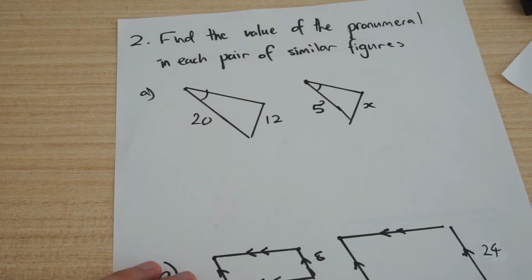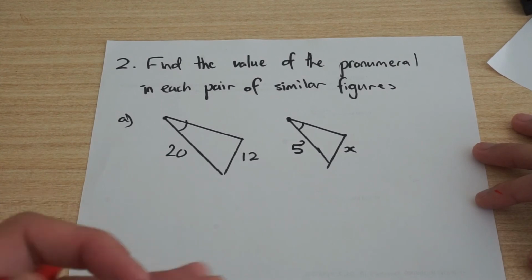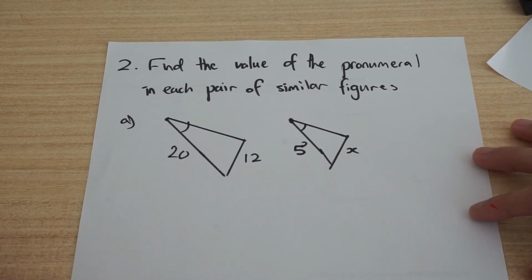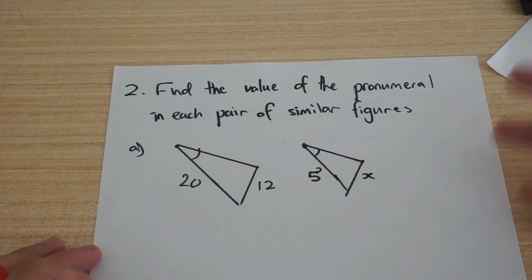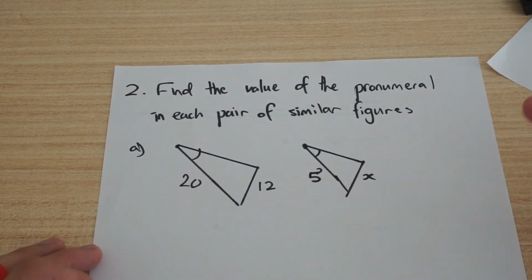Great. Now that was for finding an enlargement factor, but what about finding the value of unknown sides in a pair of similar figures? This time we still want to use that scale factor idea, but the order that we put that ratio doesn't matter as much now. I'll show you what I mean.